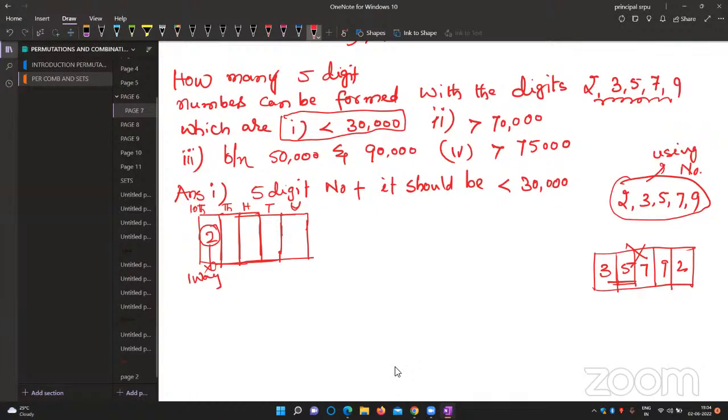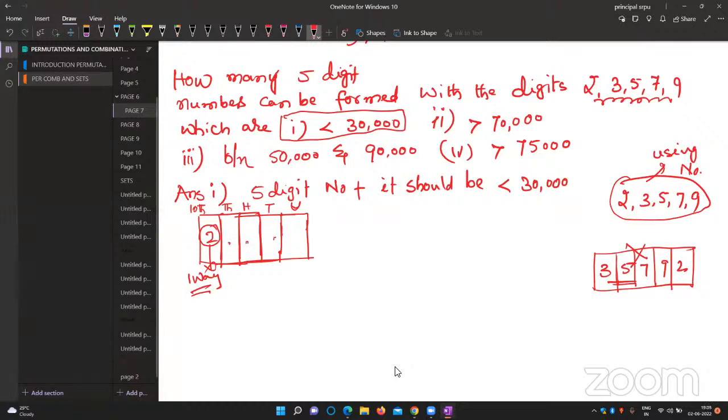If I start with 3, the number will definitely go past 30,000. If I start with 5, it will go above 50,000. If I start with 7, it will go above 70,000. So to start the 10,000 place, we have to start with 2. That is one way. The first work is done. The remaining numbers we can write in any order.